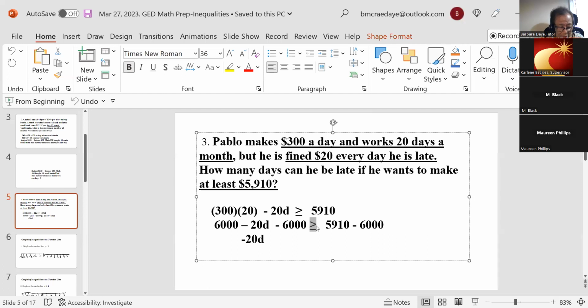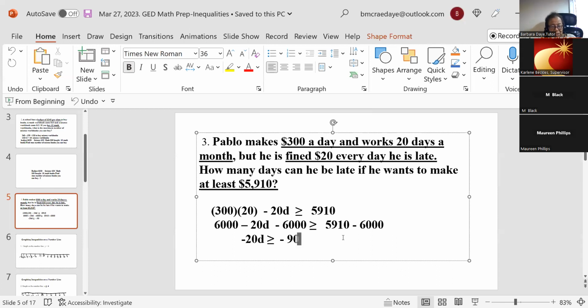And when you subtract that, what do you get, Maureen, on the right side? 5,910 minus 6,000. What does that give you? I get 90. Plus or minus? Minus. That's right, minus 90.